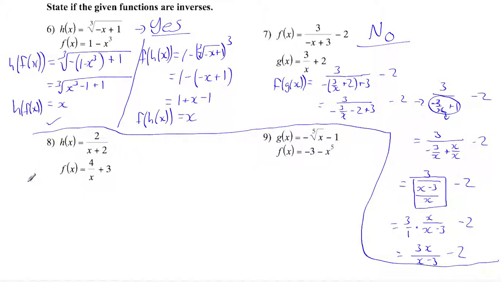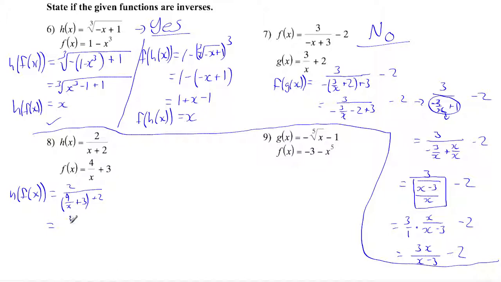All right, number 8 here. So we're going to look for h of f of x. So I have my h function, and I'm going to replace the x with the f of x. So 4 over x plus 3 plus 2. Let me just make sure I did all this. So 2 over x plus 2, and replace that with 4 over x plus 3.